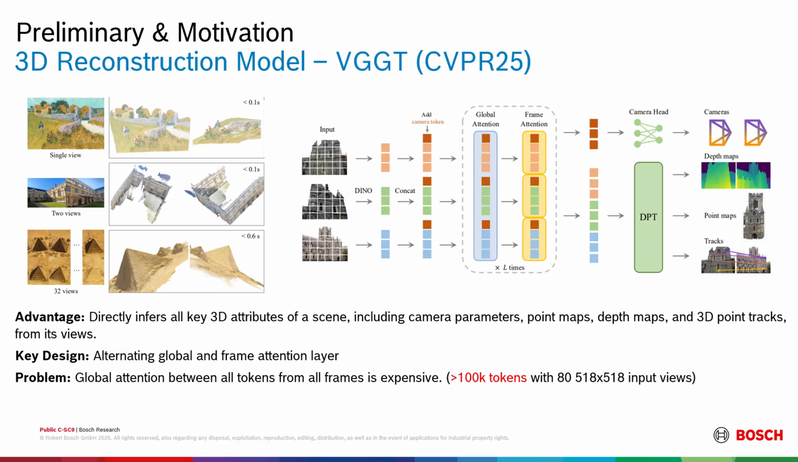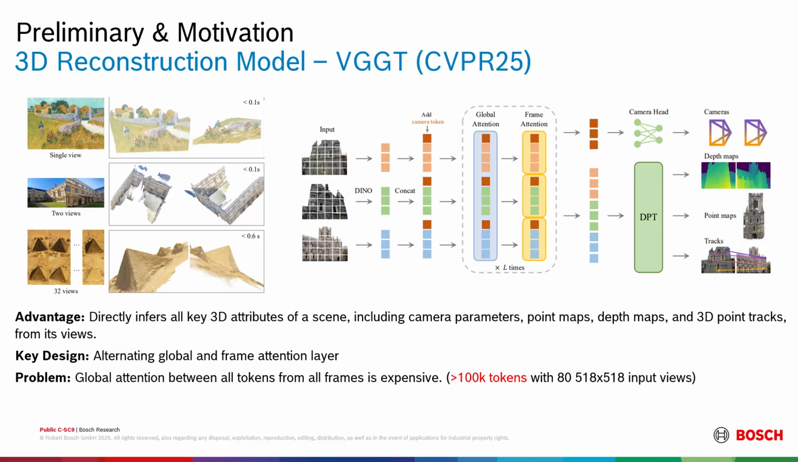VGGT is a recent feed-forward 3D reconstruction model. Given a set of views, it directly predicts key 3D attributes, including camera parameters, point maps, depth maps, and point tracks. A key design is the alternation between frame attention and global attention. Frame attention works within each image, but global attention lets all tokens from all frames interact. This is powerful but very expensive.